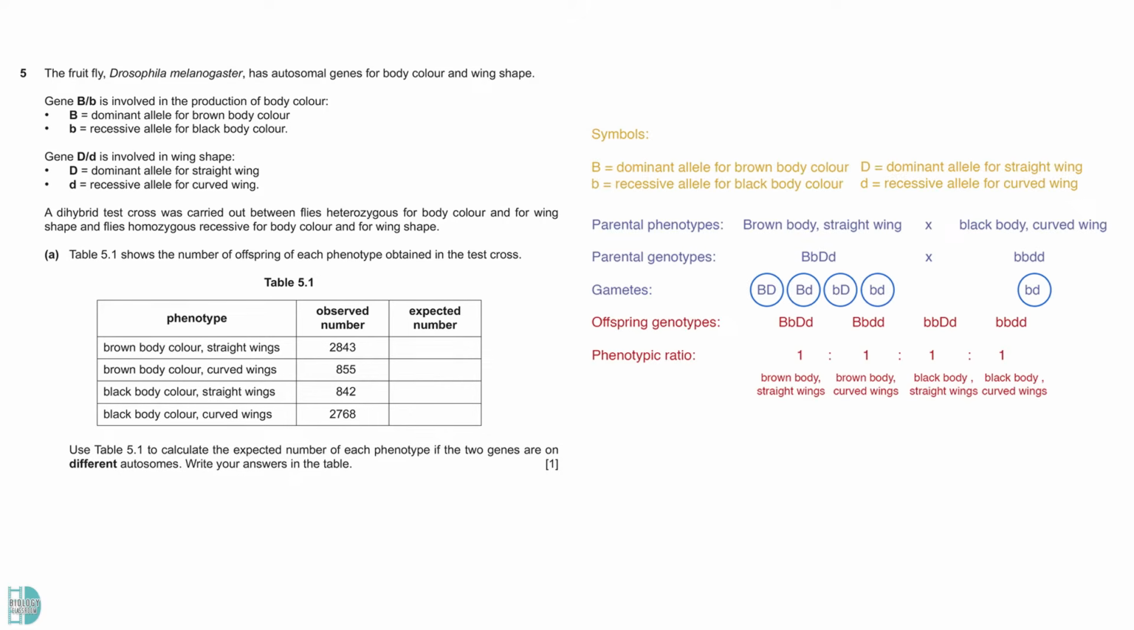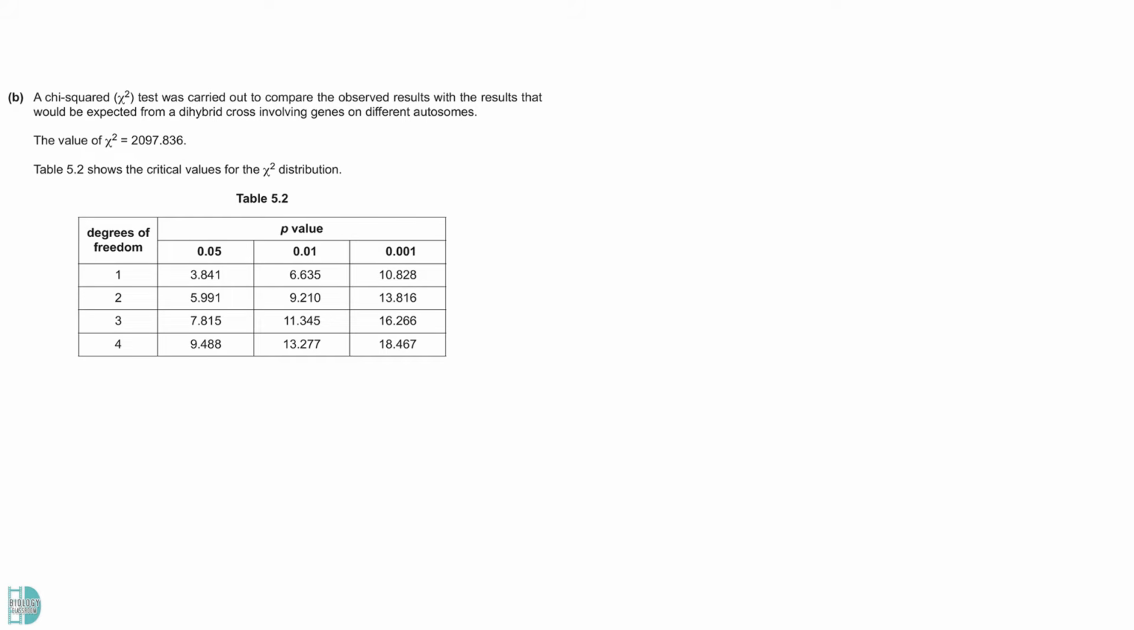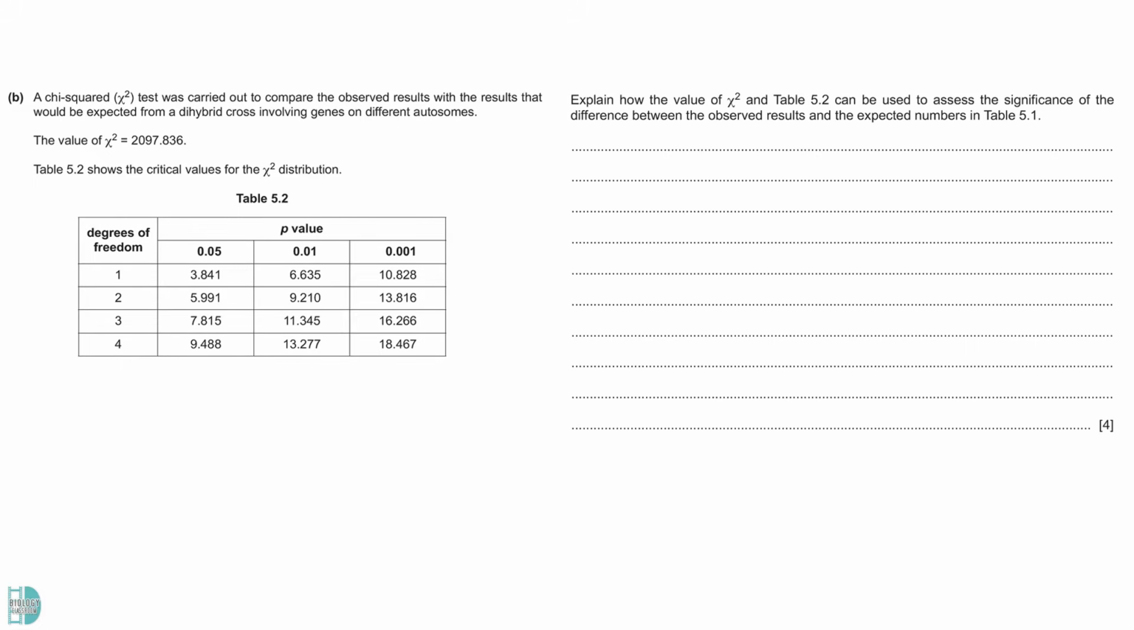The phenotypic ratio in this offspring should be 1:1:1:1. So, you can divide the total number of individuals in the observed values by 4 to get the expected values. In B, they use a chi-square test to compare the values. The calculated chi-square value is given. You are asked to assess the significance of the difference between the observed results and the expected numbers.